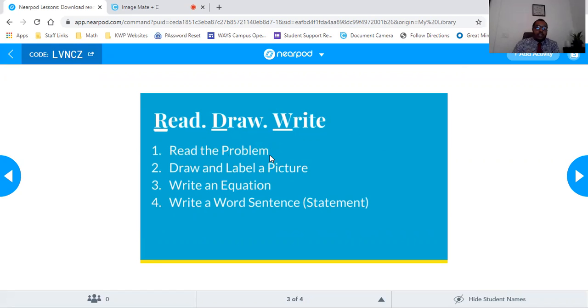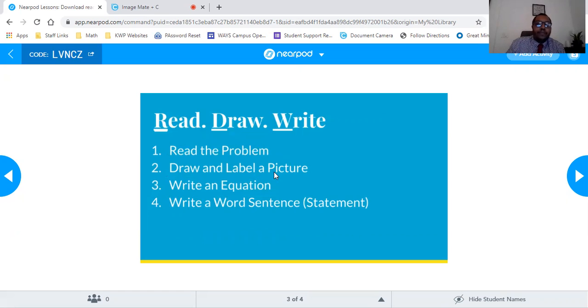I usually suggest reading the problem two times. The first time you're just reading through it to get a general understanding of the problem. As you read it the second time, you're going to couple that with the second step, drawing and labeling some type of picture or model. So reading the second time allows you to chunk the problem and draw and label some type of picture each step of the way.